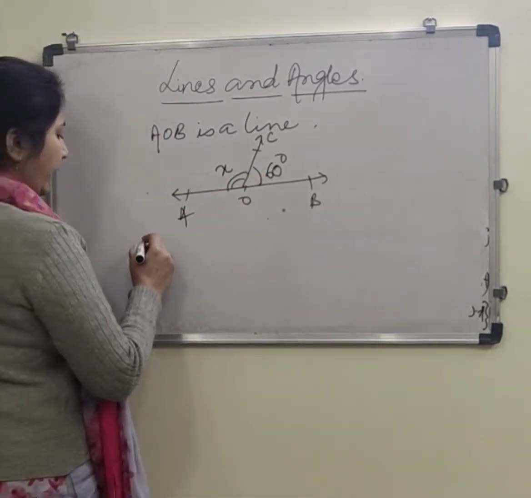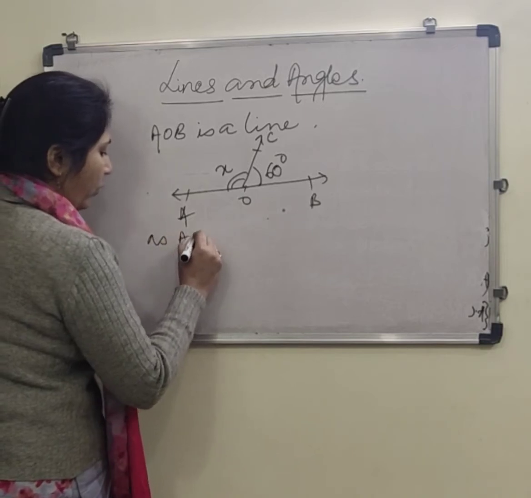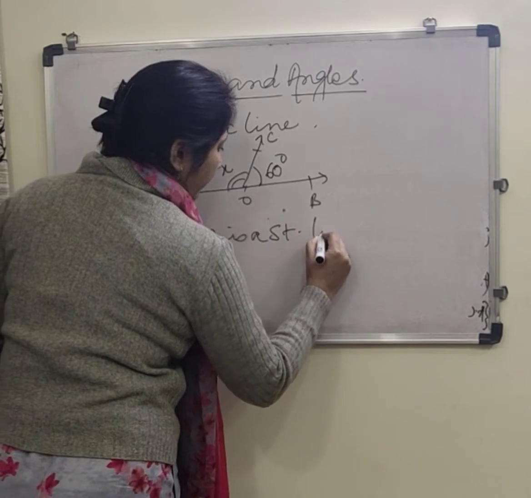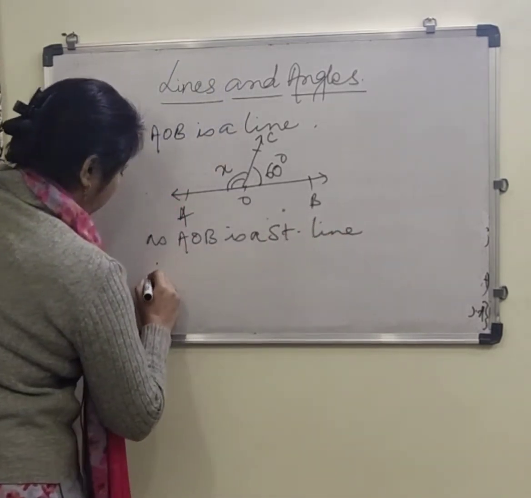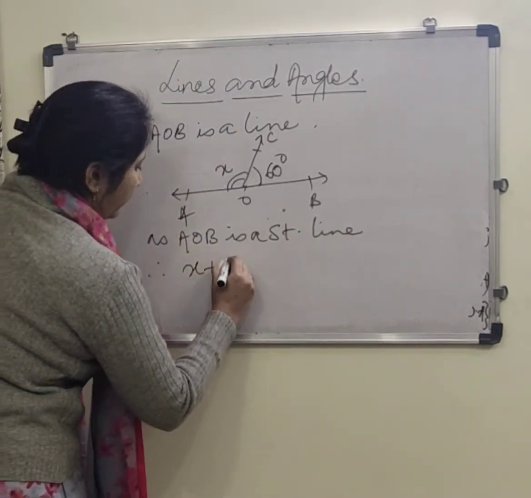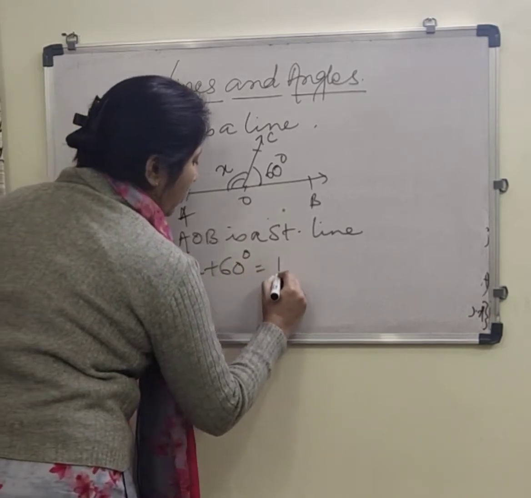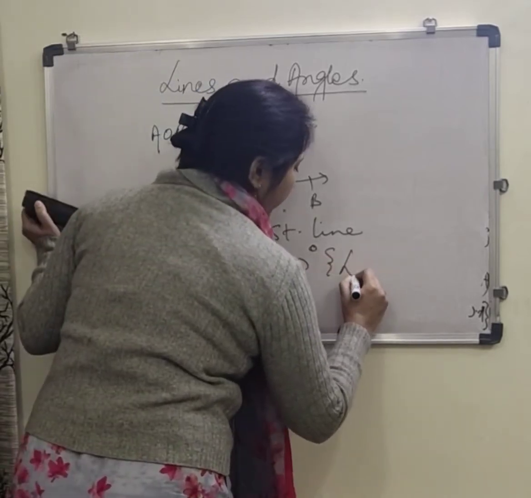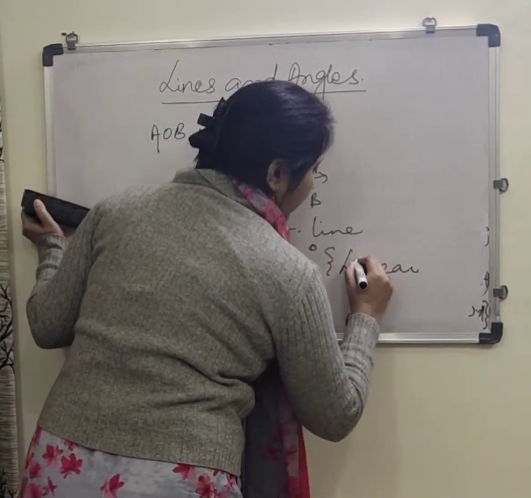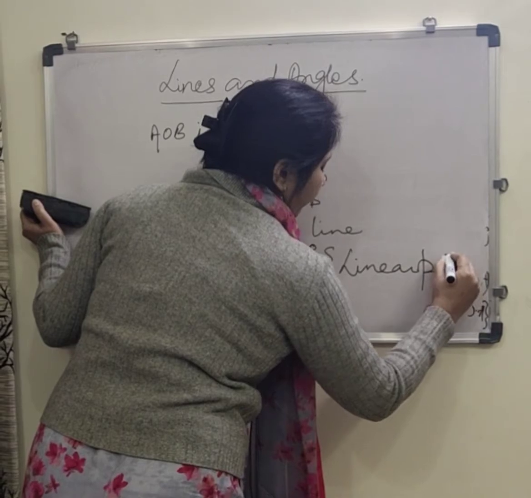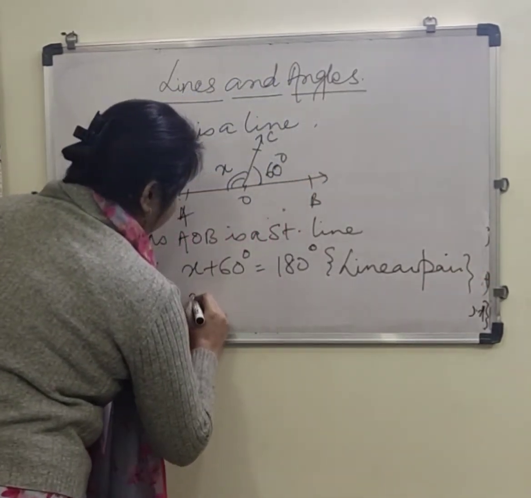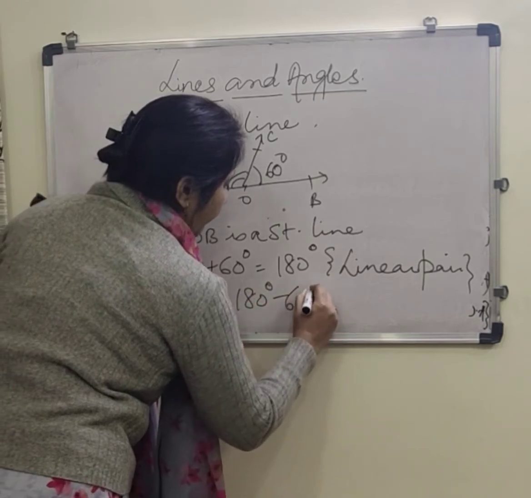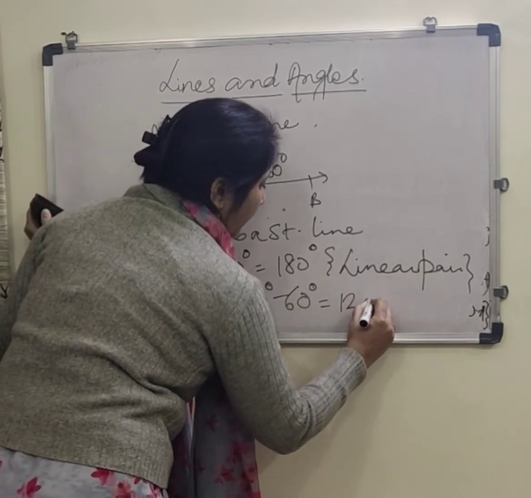Simple. You will write: AOB is a straight line, therefore x plus 60 degrees is equal to 180 degrees. But definitely write the reason, because they form a linear pair. And so x is equal to 180 degrees minus 60 degrees, that is 120 degrees.